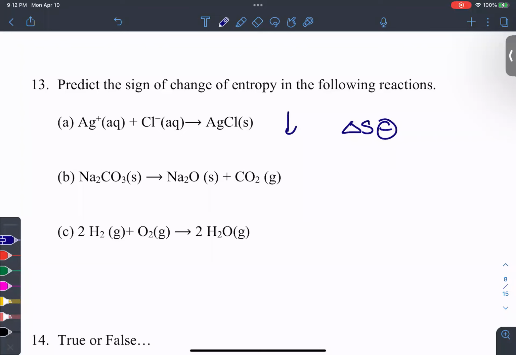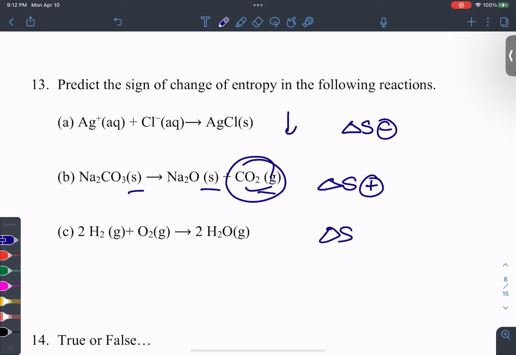What about the next one? We're going from a solid to another solid and a gas. Entropy is definitely increasing, and the reason is that there are more moles of gas on the product side. What about C? What is the sign of the entropy change there? It is decreasing because we're going from 3 moles of gas to 2 moles of gas.